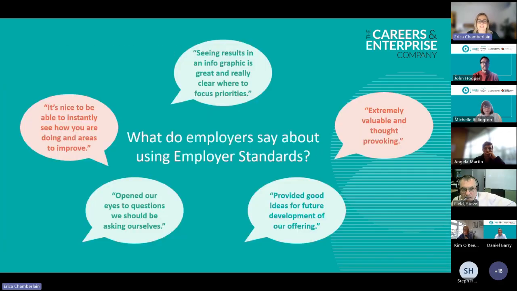So in terms of thinking about what employers are saying about this process and what they've said, you can see some of the most common things that we get fed back. So we can see that seeing the results is really helpful for that clear prioritisation. It helps people think and reflect a lot. Providing some of the ideas and the resources, and then making sure that you can think about the kind of questions that you might be asking yourself.